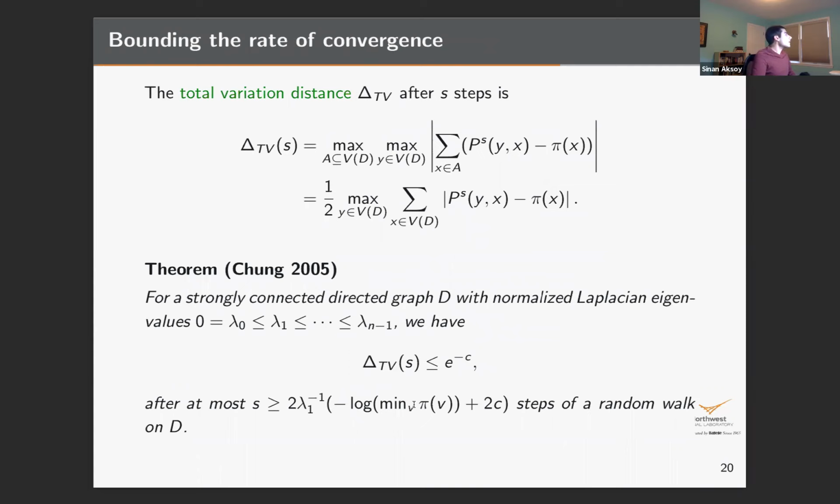Okay, so now that second eigenvalue, as we saw in the first part of the talk, was playing a big role in the rate of convergence of your random walk, and it turns out the same is also true in the directed case. So namely, we have a result here that the total variation distance after s steps is e to the minus c, where the number of steps s depends in part on this second eigenvalue that we just mentioned, and also the smallest entry in the stationary distribution pi. So those are the two things that are going to control this rate of convergence.